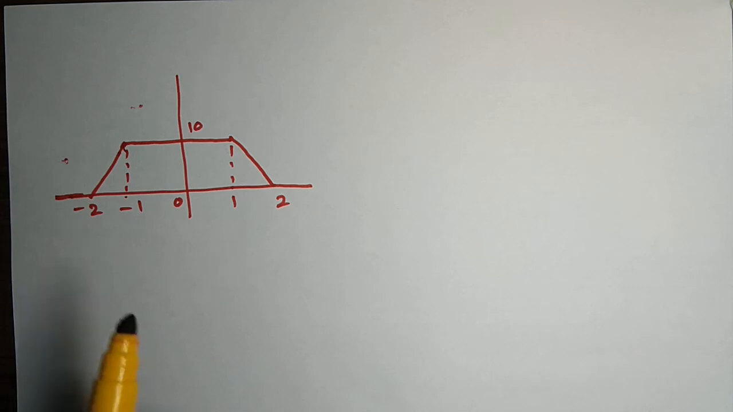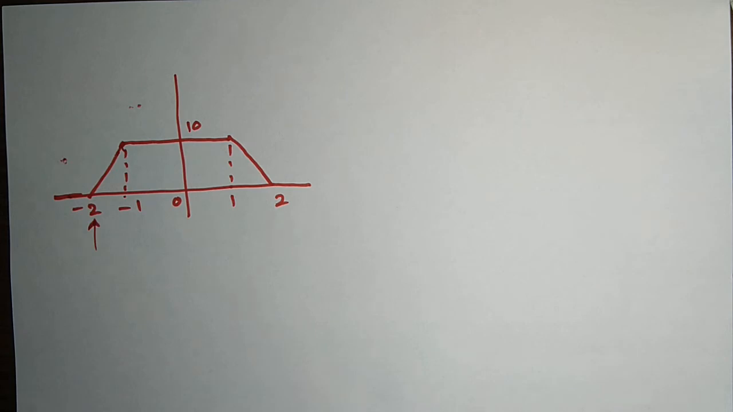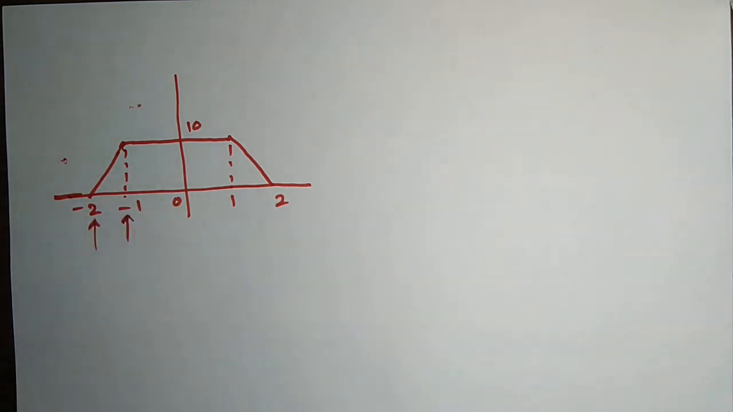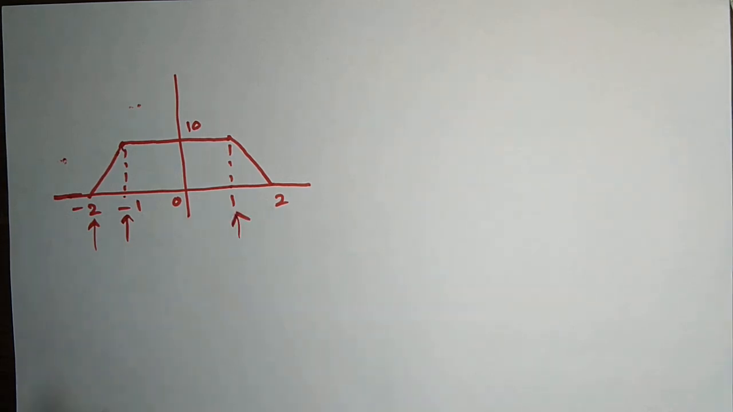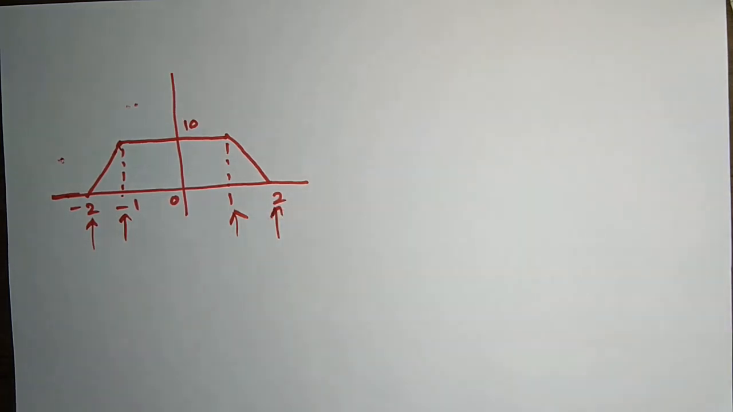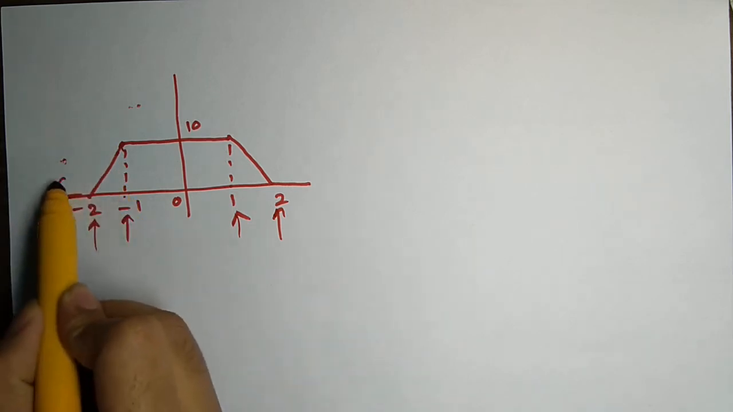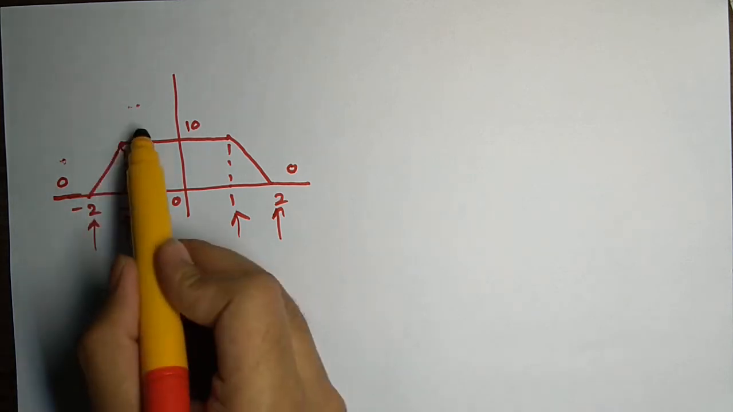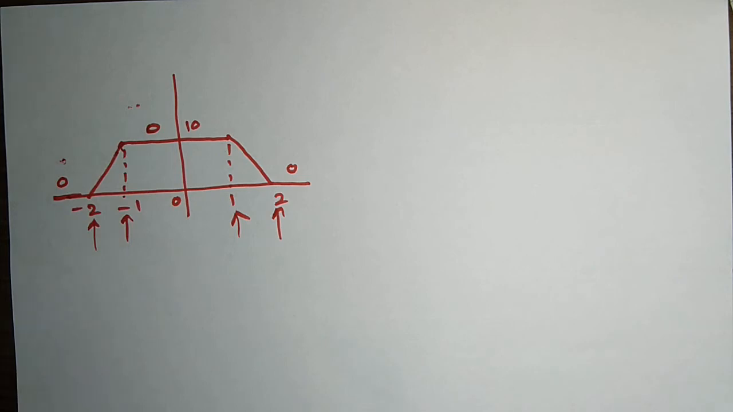How many points? We can see the slope changing at t equal to minus 2, at t equal to minus 1, at t equal to 1 and t equal to 2, correct? So similarly we'll do how much the slope is changing by. Here the slope is 0 as it is horizontal. Here also the slope is 0 because it is also horizontal, right?